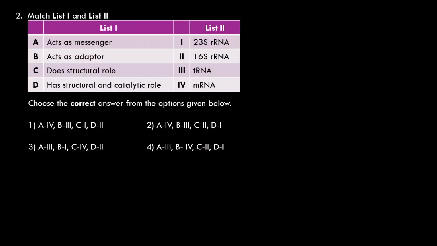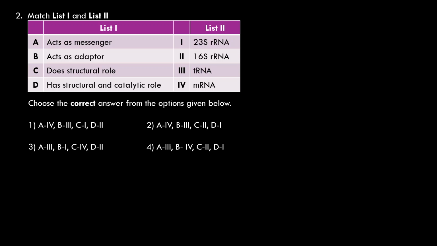The matching type. So this is given from the introductory part of this chapter. For carrying the genetic information, one of the nucleic acids acts as messenger, that is messenger RNA, mRNA. A4, acts as adapter. Transfer RNA acts as adapter between the messenger RNA as well as the amino acids involved in protein synthesis. Transfer RNA carries the amino acids onto the site of ribosomes.